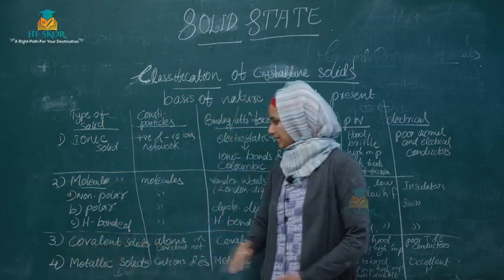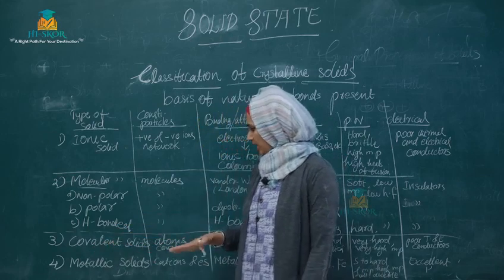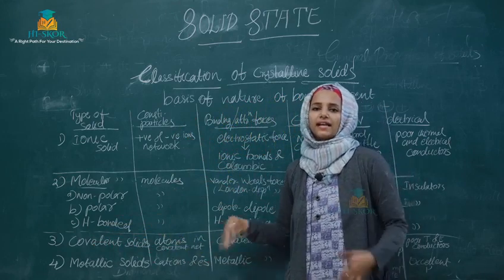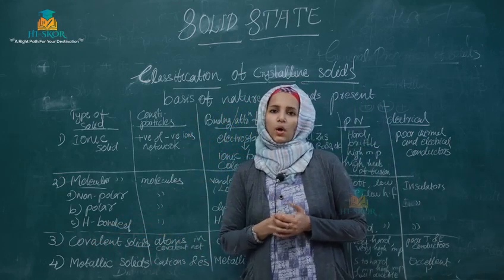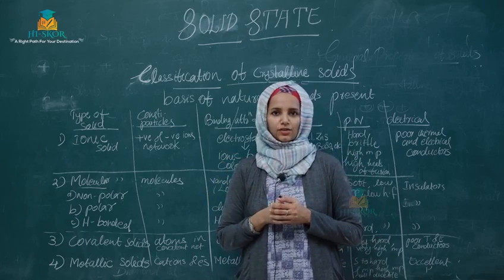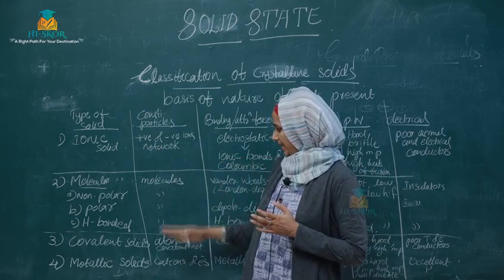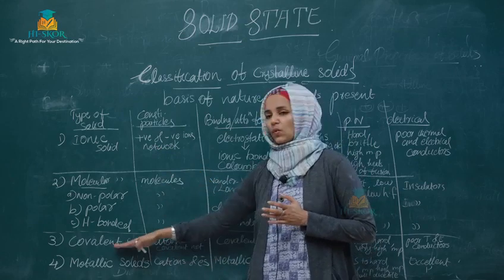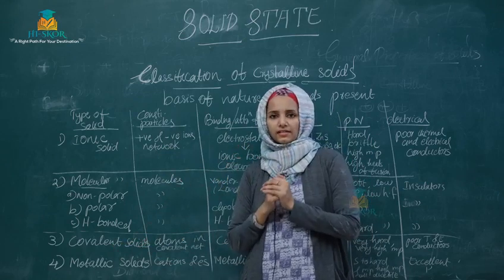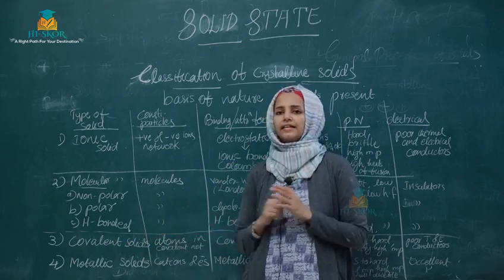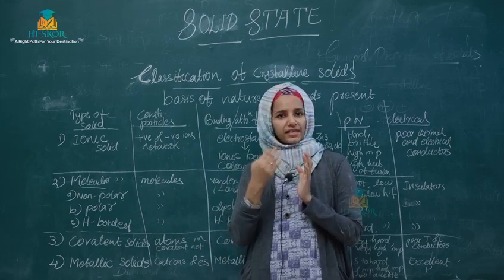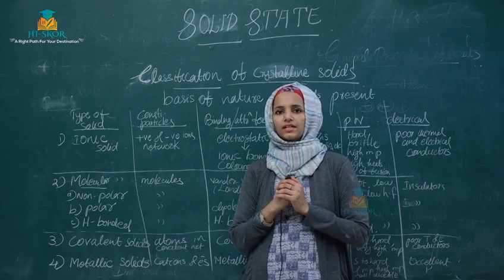Then the third classification is covalent solids. In covalent solids, the constituent particles are atoms in a covalent network. You know how a covalent bond is formed: by the sharing of electrons between atoms. So here, atoms of a covalent network are there in a covalent solid, and there is a chance for sharing to form a network structure. So, generally we can say that covalent solids are of large size or have high molecular mass due to their network structure.